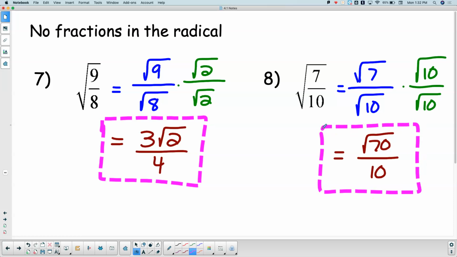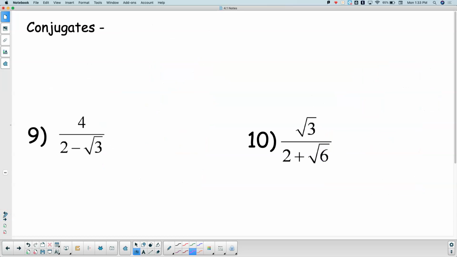I get the square root of 70 over 10. Okay. Now the downfall with not allowing radicals in the basement is the fact that sometimes you get ugly looking ones like this. Okay, do you know what that's called? Yeah, it's called conjugate. Multiply by the conjugate.